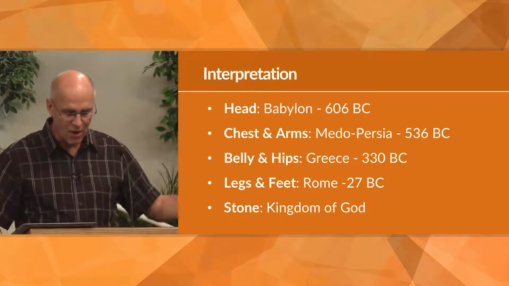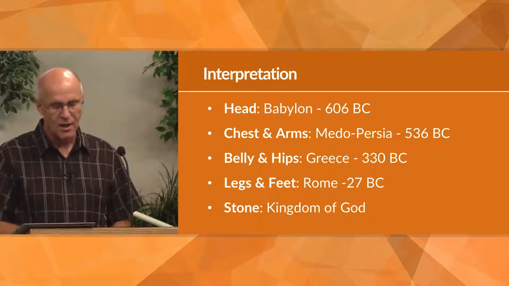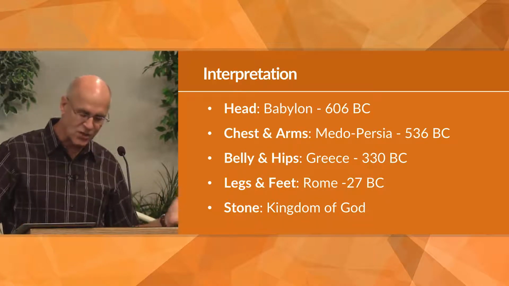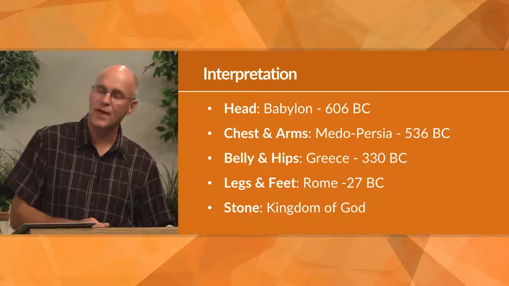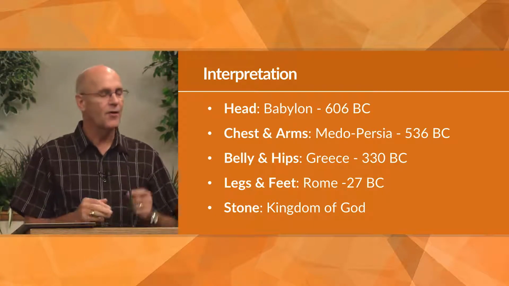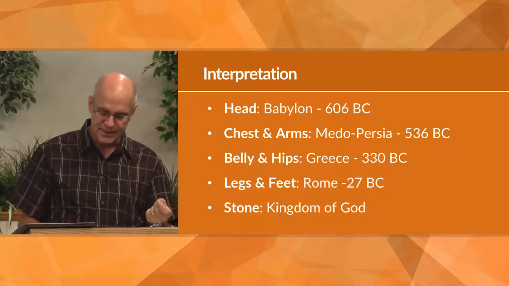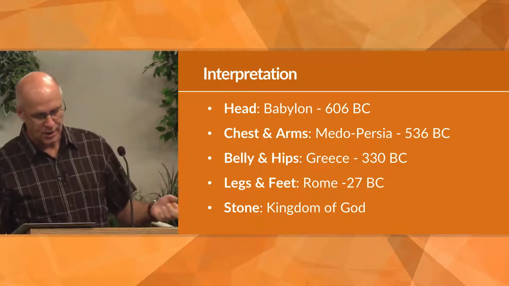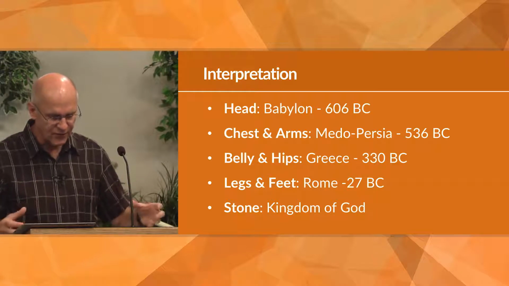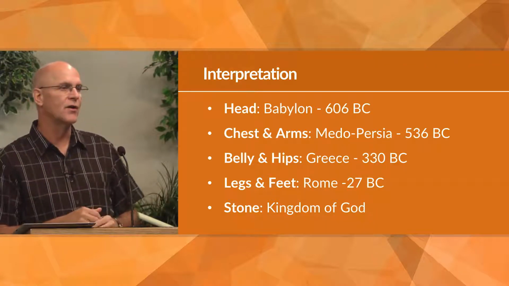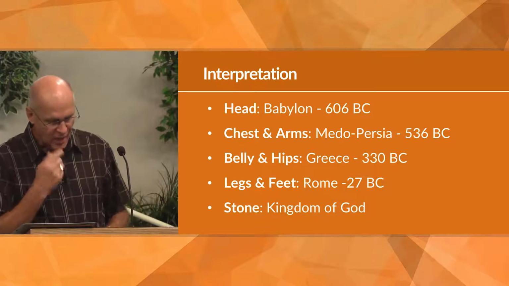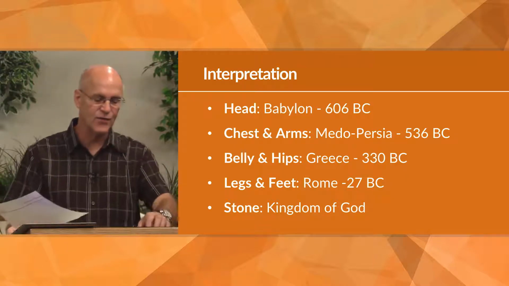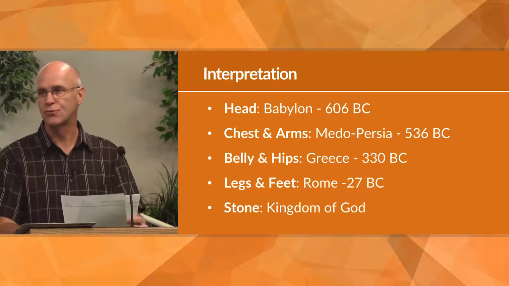The breast and the arms of silver represent very well the dual nature of the Medo-Persian Empire that conquered and replaced the Babylonians. Another interesting thing as well is that silver coinage and this people's wealth in silver fits well the imagery of the dream, because the Medo-Persian Empire was rich in silver. Also the idea of the two arms, two different nations ruling simultaneously.